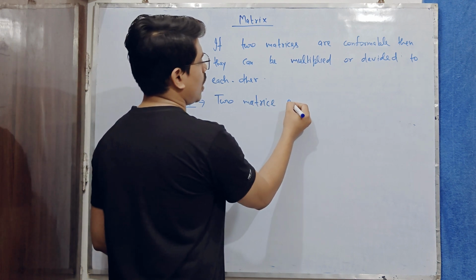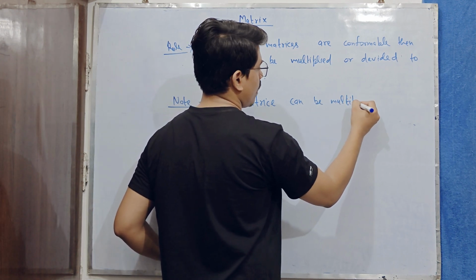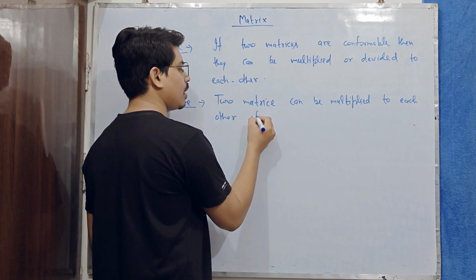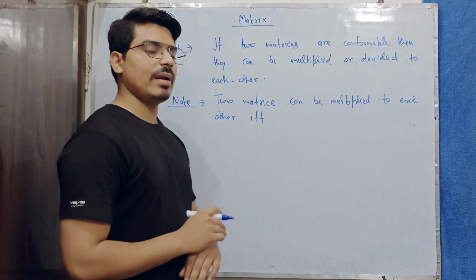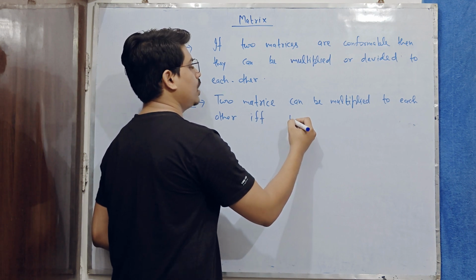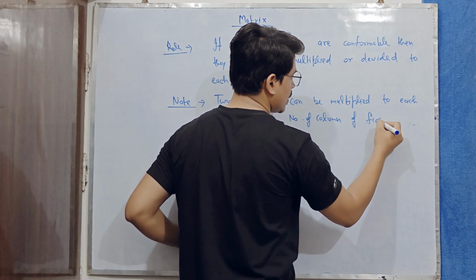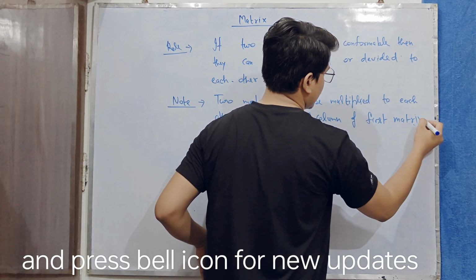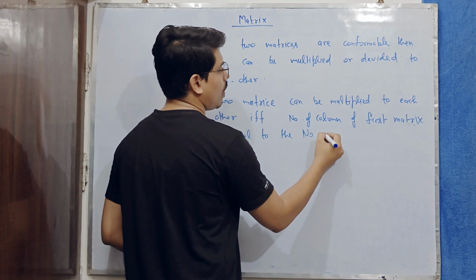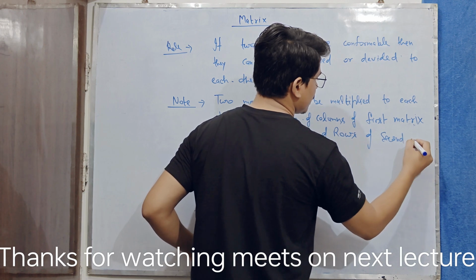Two matrices can be multiplied to each other if and only if the number of columns of the first matrix is equal to the number of rows of the second matrix.